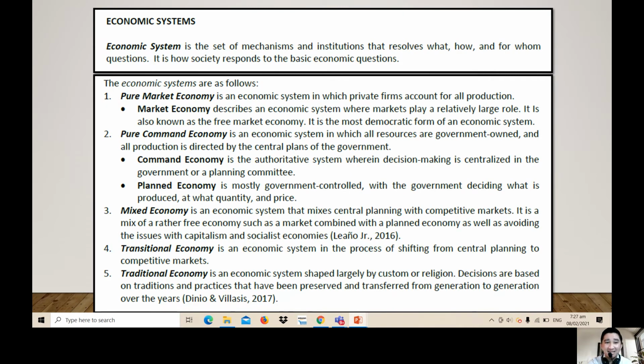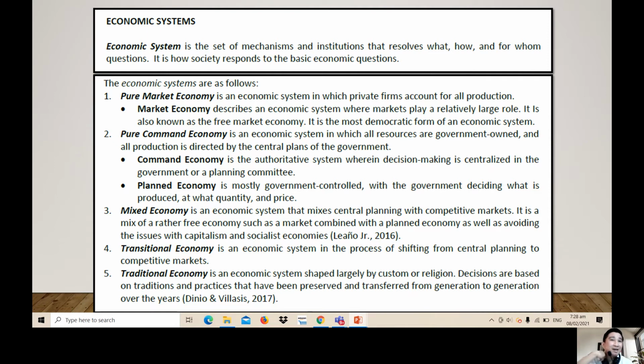So we have economic systems. An economic system is a set of mechanisms and institutions that resolves the what, how, and for whom questions. It is how society responds to the basic economic questions. We have these different economic systems. We have the pure market economy, an economic system in which private firms account for all the production. It describes an economic system where markets play a relatively large role. It is also known as a free market economy, and it is the most democratic form of economic system.